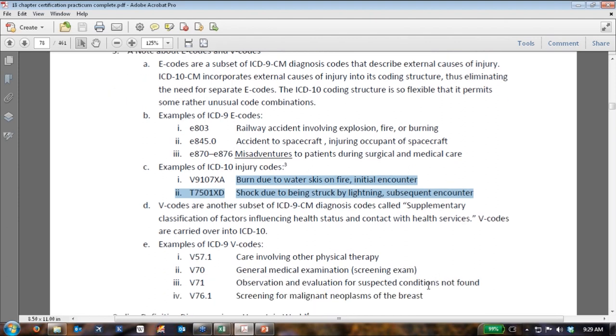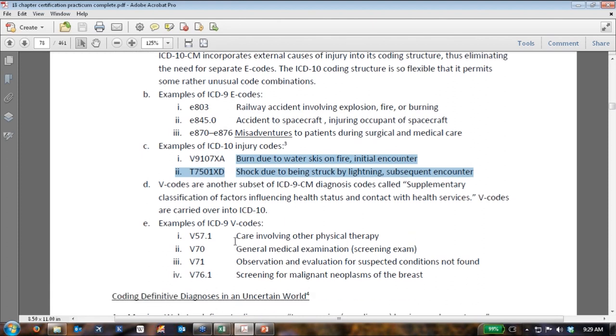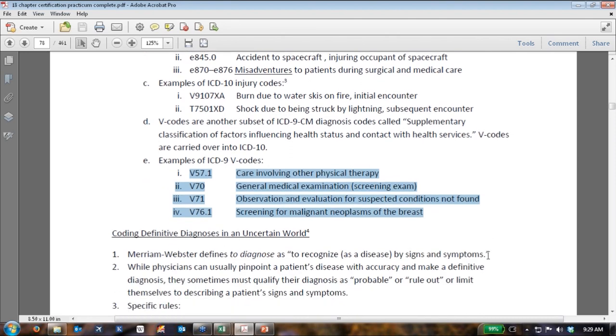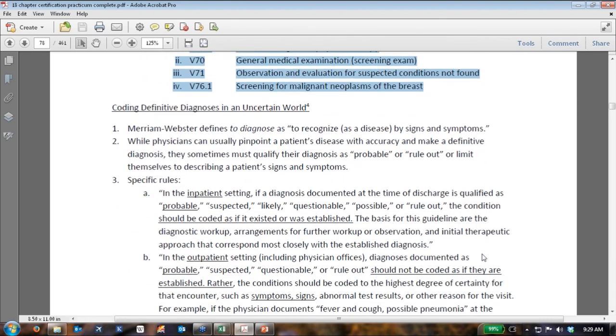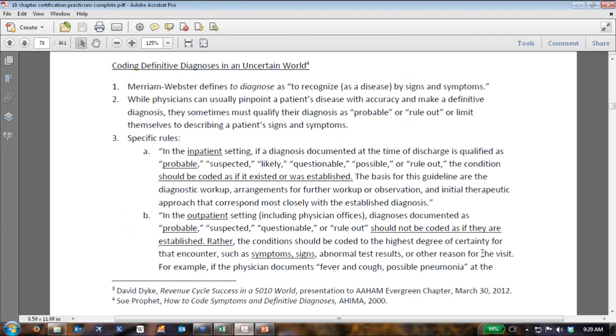Okay, and then there are V codes, which are supplementary codes. They are actually still carried over into ICD-10. Here's some very common examples that you see a lot in the revenue cycle, these particular V codes. Okay, so, cognitive coding: definitive diagnoses in an uncertain world. To diagnose means to recognize as a disease by signs and symptoms, but frequently the doctor isn't quite sure, and sometimes the best they can do is say it's probable or rule out, or limit themselves to describing a patient's signs and symptoms.